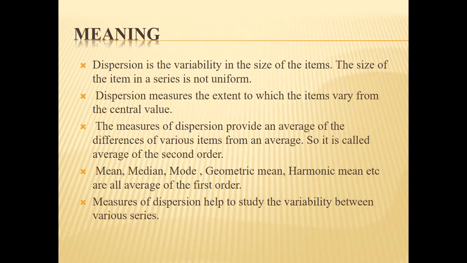The measures of dispersion provide an average of the differences of various items from an average. So it is called an average of the second order. Mean, median, mode, geometric mean, harmonic mean, etc. are all averages of the first order. So measures of dispersion help to study the variability between various series.